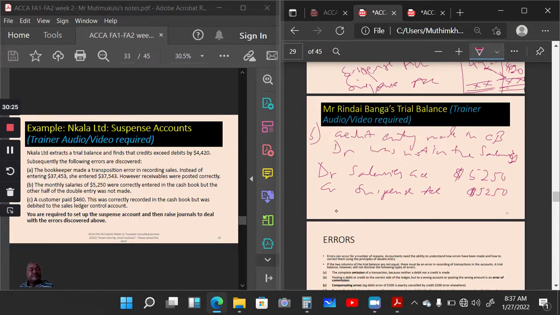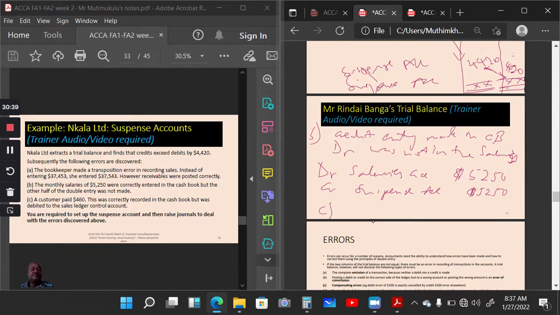Part C. A customer paid $460. This was correctly recorded in the cash book, but was debited to the sales ledger control account.